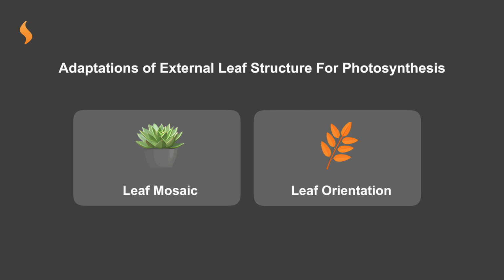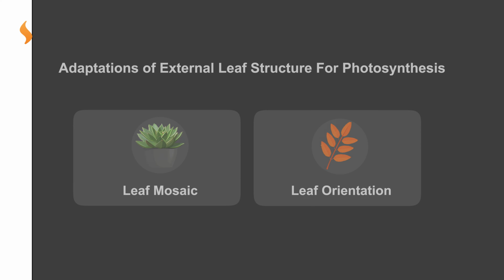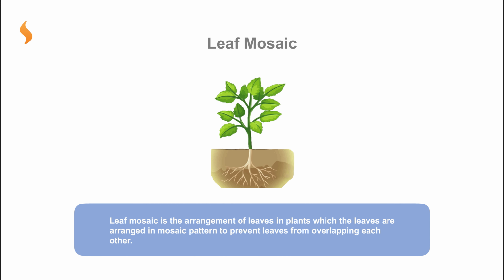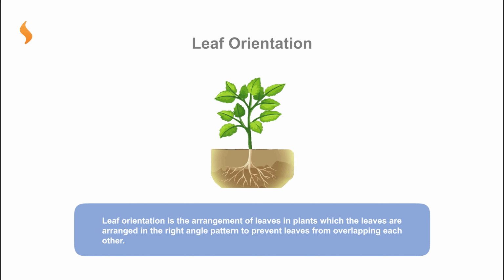Next, we will look into the adaptations of external leaf structure for photosynthesis. Leaf mosaic is the arrangement of leaves in plants in which the leaves are arranged in a mosaic pattern to prevent leaves from overlapping each other. Leaf orientation is the arrangement of leaves in plants in which the leaves are arranged in a right angle pattern to prevent leaves from overlapping each other.